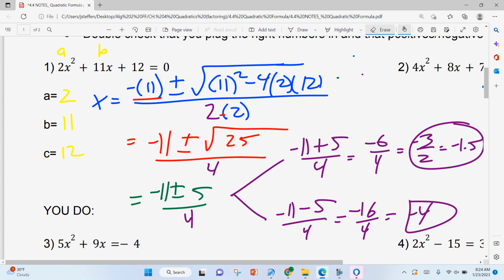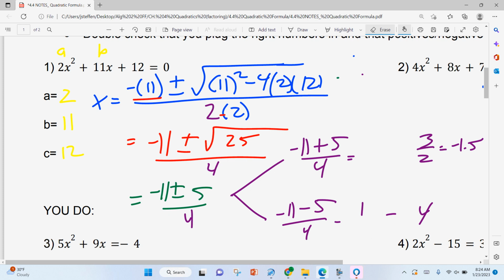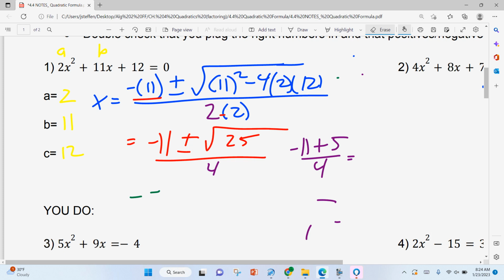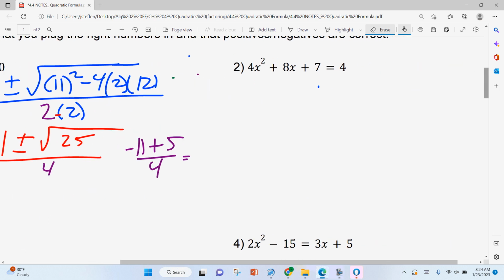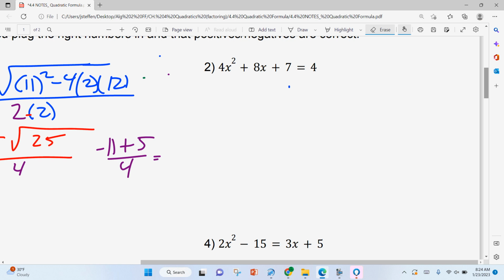All right. So moving on to number 2 then. So I'm just cleaning this up because I went a little bit overboard on the space. 2, again, personally, I would still list out my A, B, and C.